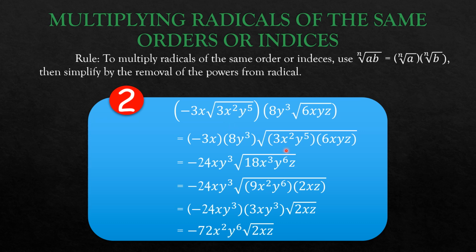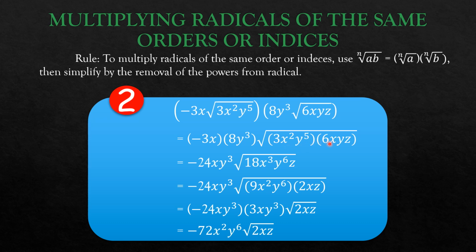Kaya, meron tayo sa loob ng radical sign natin, we have here the quantity 3x squared y raised to 5 times 6xyz. And then, okay, evaluate po. Negative 3x times 8y cubed is equal to negative 24xy cubed. And then, yung sa loob ng radical sign natin, itong 3x squared y raised to 5 times 6xyz is equal to, okay, 3 times 6, that is 18.